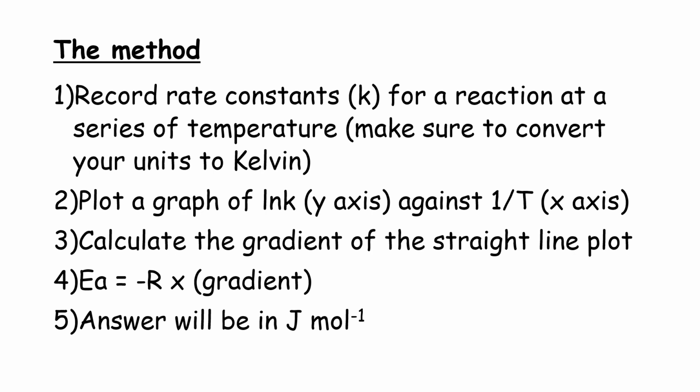And your activation energy will come out in joules per mole. So you get a negative gradient, times it by negative R, so minus 8.31, and that'll give you an activation energy in joules per mole. Now normally we then convert this into kilojoules per mole, because that's the normal units for the activation energy, because it gives us more sensible numbers.